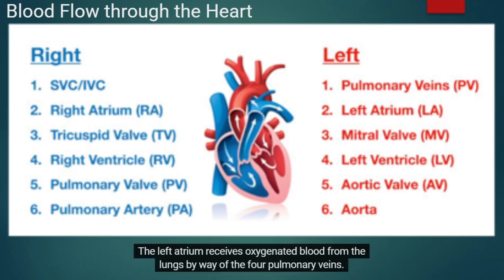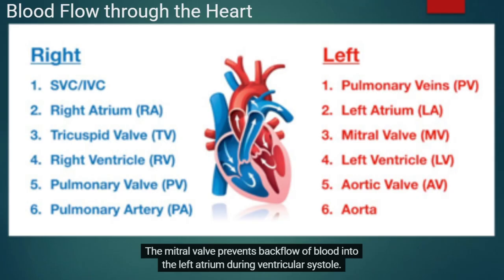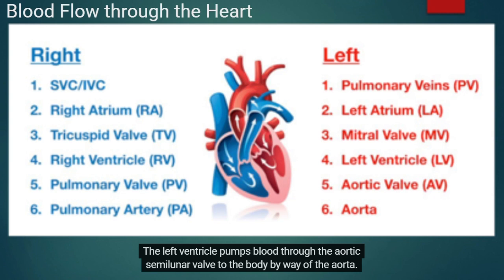The left atrium receives oxygenated blood from the lungs by way of the four pulmonary veins. This blood flows through the mitral, or left AV valve, also called the bicuspid valve, into the left ventricle. The mitral valve prevents backflow of blood into the left atrium during ventricular systole. The left ventricle pumps blood through the aortic semilunar valve to the body by way of the aorta. The aortic valve prevents backflow of blood into the left ventricle during ventricular diastole.